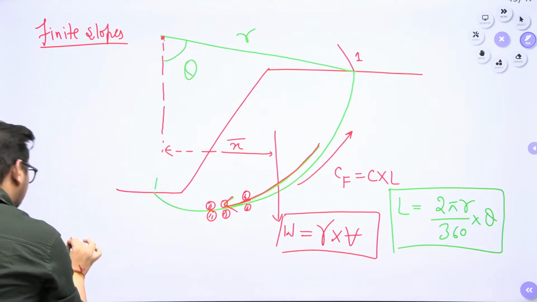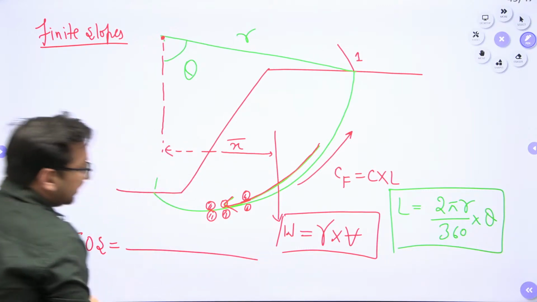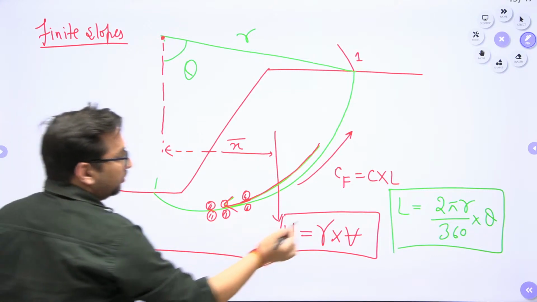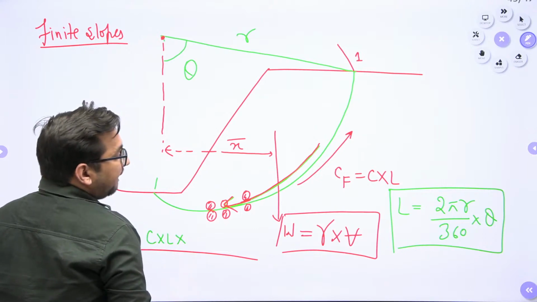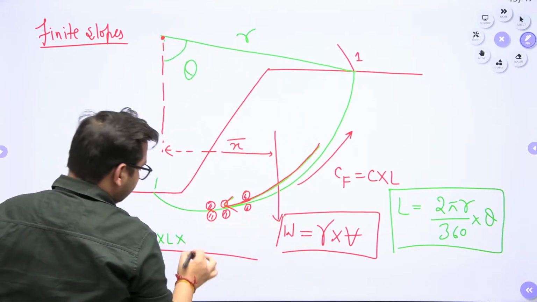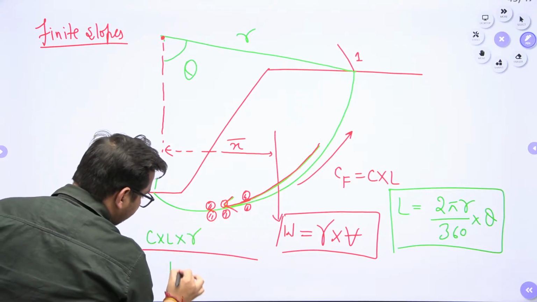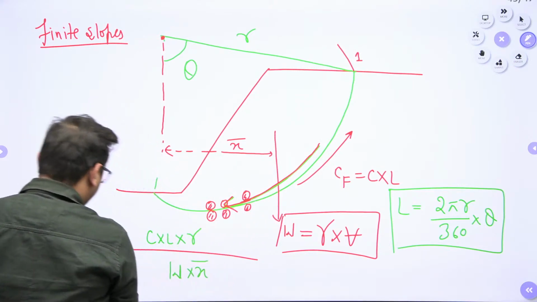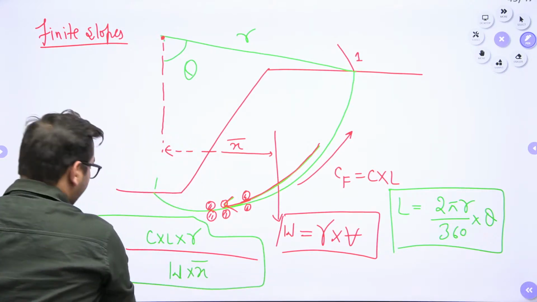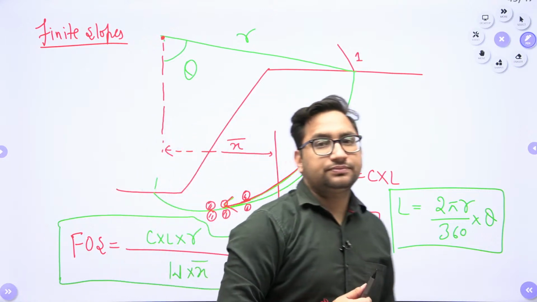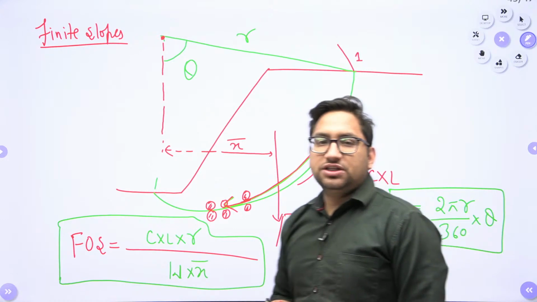So what will be my factor of safety? My factor of safety will be the stabilizing moment divided by the destabilizing moment. The stabilizing moment is C into L into this R value, divided by the destabilizing moment, that is W into x bar. I hope this concept is clear, right? So this is all about this particular session.